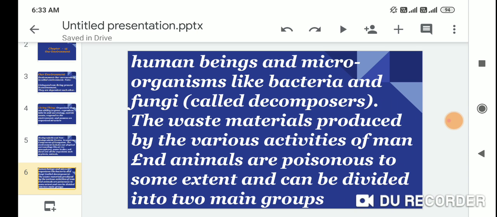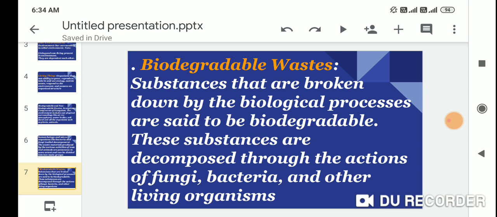The waste materials produced by the various activities of man and animals are poisonous to some extent and can be divided into two main groups. The first is biodegradable waste and the second is non-biodegradable waste.